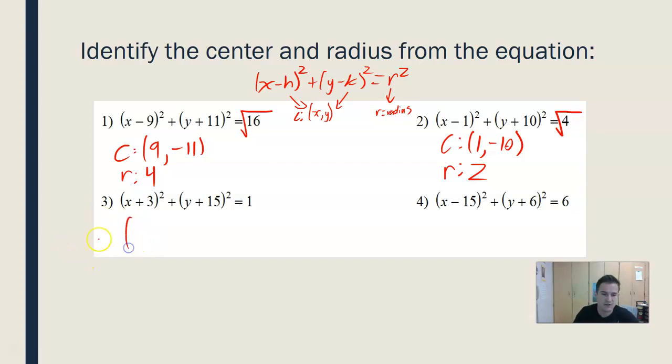What's the center of this circle? Well, the center of the circle is going to be opposite of this number, and then the opposite of this number. So the center of this circle is going to be at negative 3, negative 15, and the radius is going to be the square root of this number. So the square root of 1, which is 1.